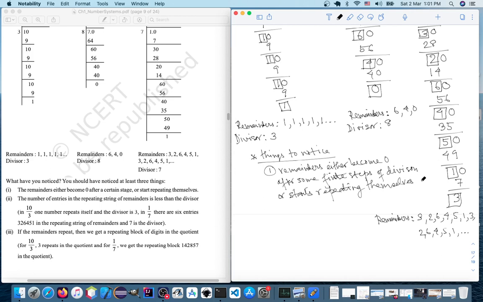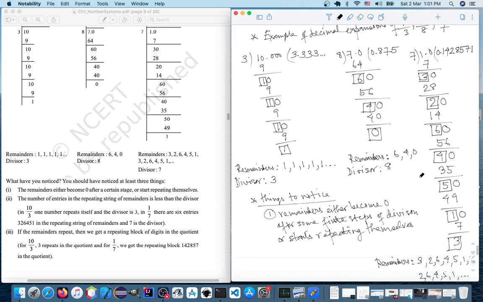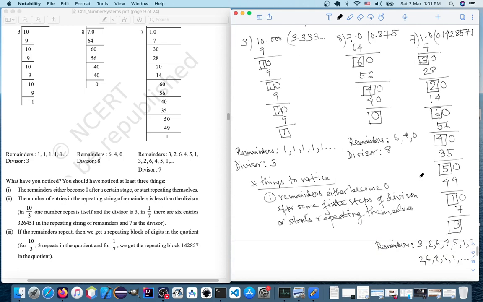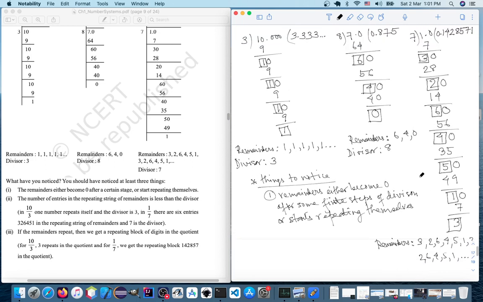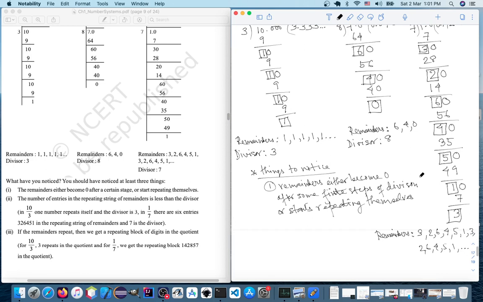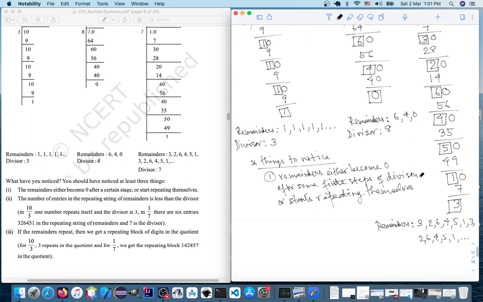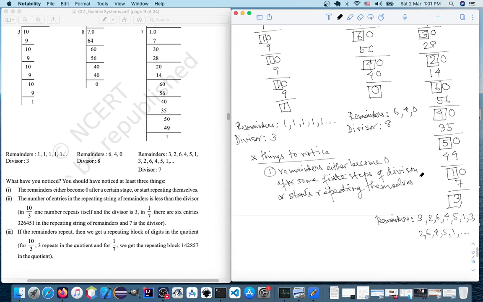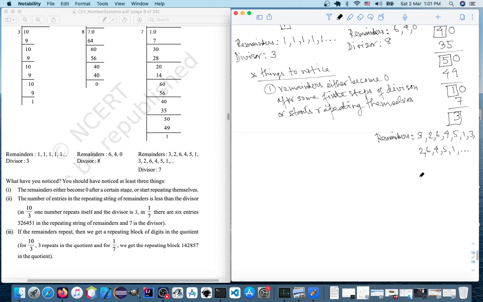For the first case, when we divide 10 by 3, we are only having one remainder which is repeating. The remainder is 1. So 1 is repeating all the time. In the second case, the remainder is ultimately becoming 0 after a finite step of division. And in the third example, the long division method is not ending, and the remainders repeat. So the remainders in the third case, 3, 2, 6, 4, 5, 1, repeat again and again. So that is what we notice here.